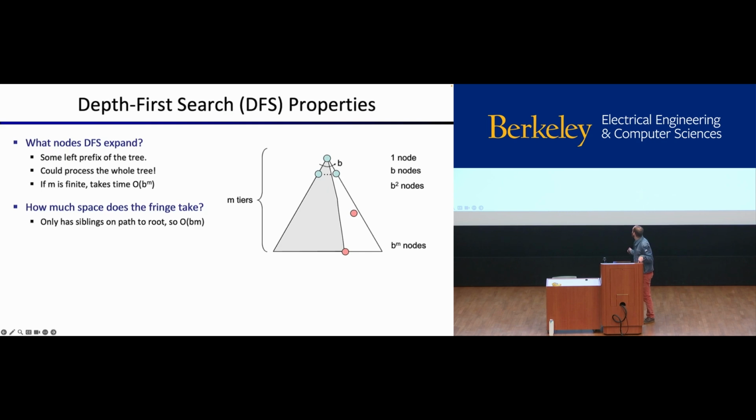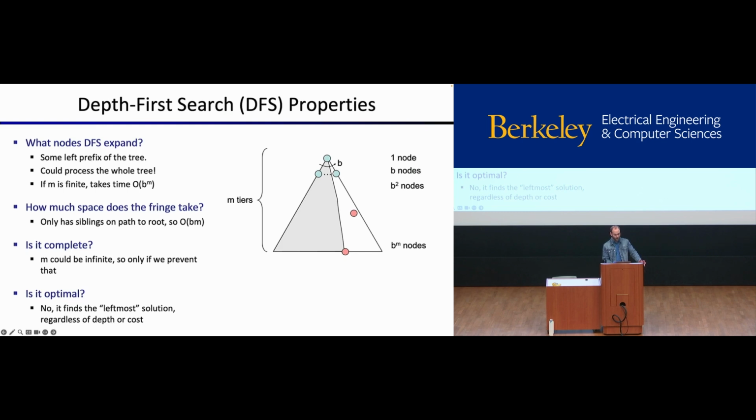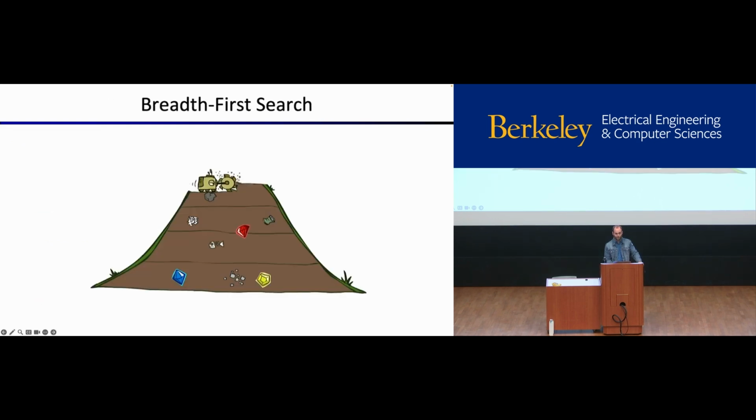Yes, so that is definitely correct. This is only if you have a depth m limit. If m is infinite, then you plug in infinity there and you get the infinity you're looking for. Okay. Only complete if we prevent m from being infinite. Is it optimal? No, it finds the leftmost solution regardless of the depth or the cost. Okay, now let's talk about breadth first search.